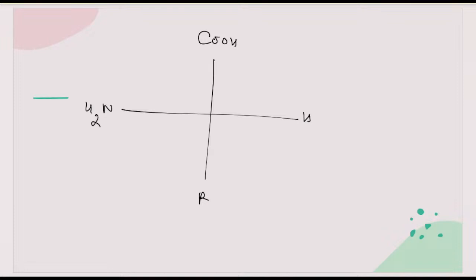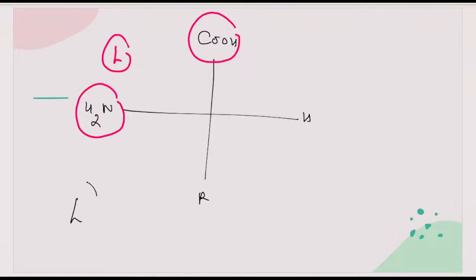Okay, so this is the property part. Now, what is L configuration? I hope you know the meaning of D configuration in glucose. So similarly, observe this: this is my COOH group, this is some hydrogen, this NH2 has to be there, and this is R. When, with respect to this COOH group, the NH2 is on the left side, this kind of configuration is known as L configuration.